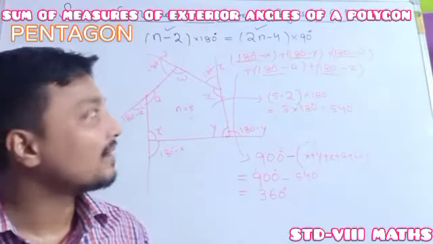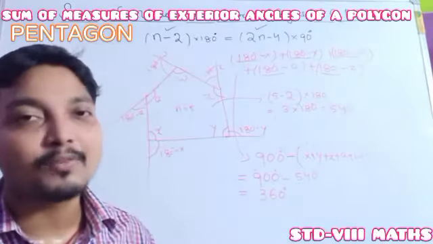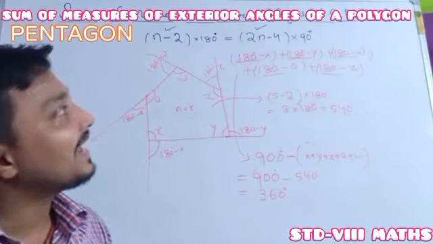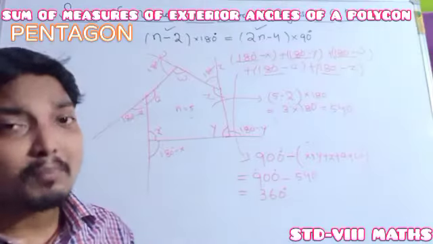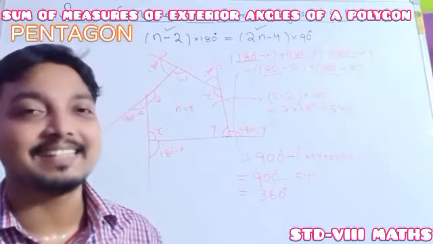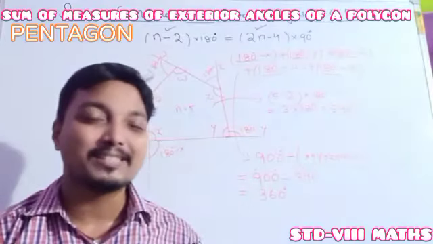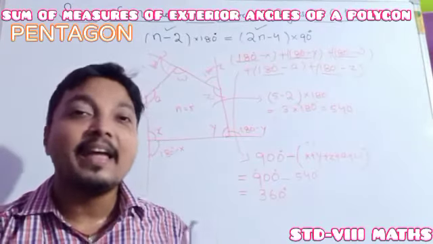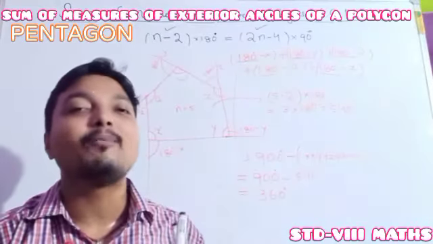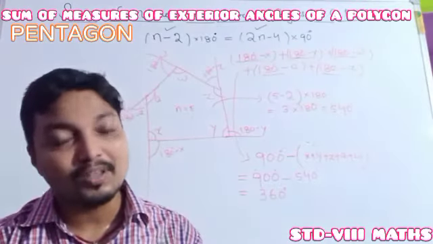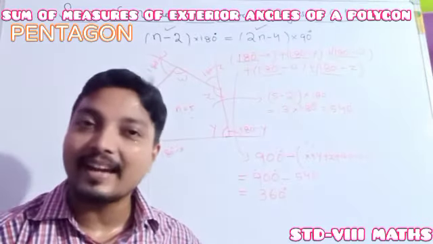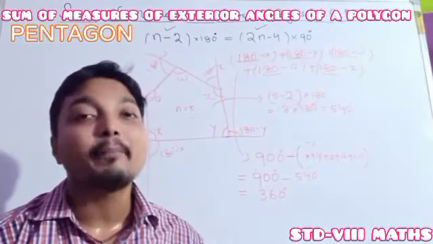So the conclusion drawn from the above experiment is that the sum of the exterior angles of any polygon is always 360 degrees. Remember, this is an important point: the sum of the exterior angles of any polygon is 360 degrees. Understood? But the interior angle formula is n minus 2 into 180 degrees, otherwise (2n minus 4) into 90 degrees.